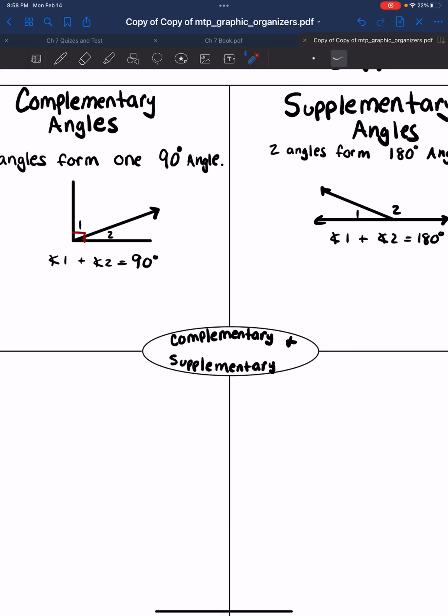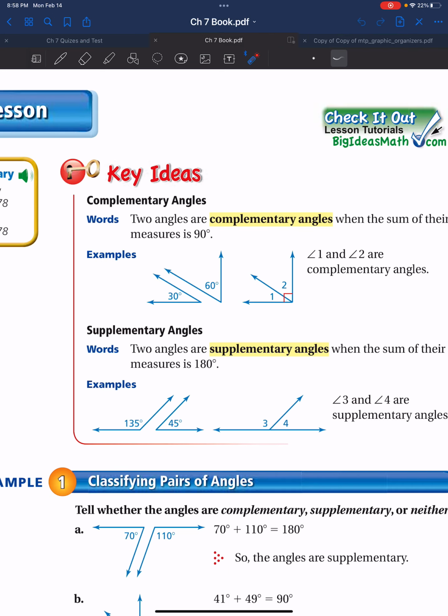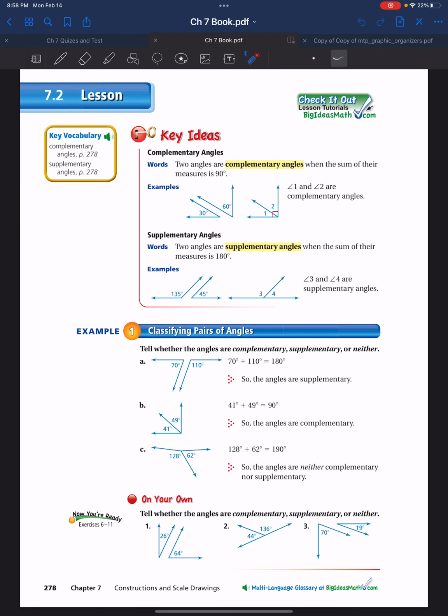Anyway, complementary together create 90 degrees. Supplementary together create 180 degrees. And yes, I will be showing you those things in person in real life when I do come back. Let's go ahead and do some examples now down here in this little open bit. Let's do, I like this example.